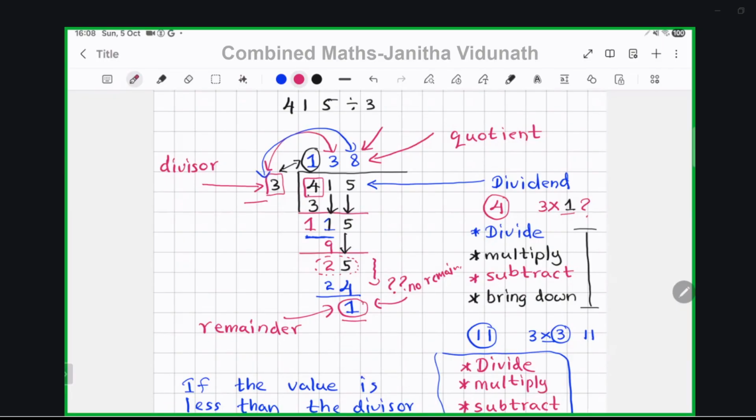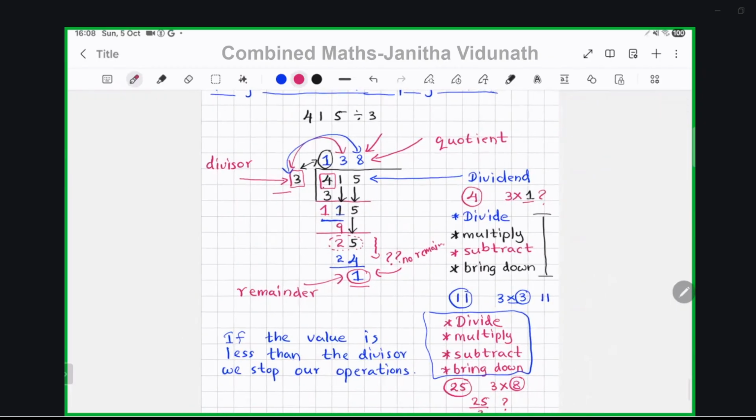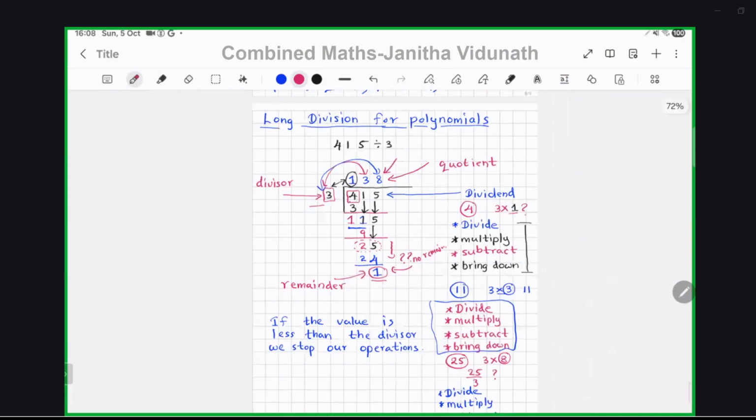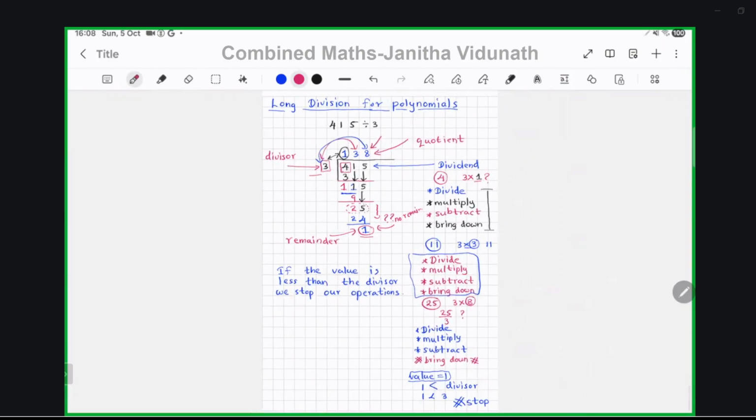Okay. Now I think you can understand how we have used long division for the numerical example. Okay. Please write down those things. We follow these exact steps for long division of polynomials also. That's why I first gave this kind of example for you all.